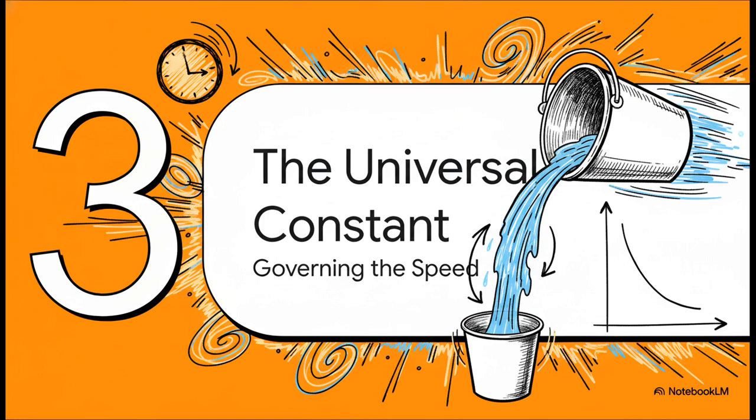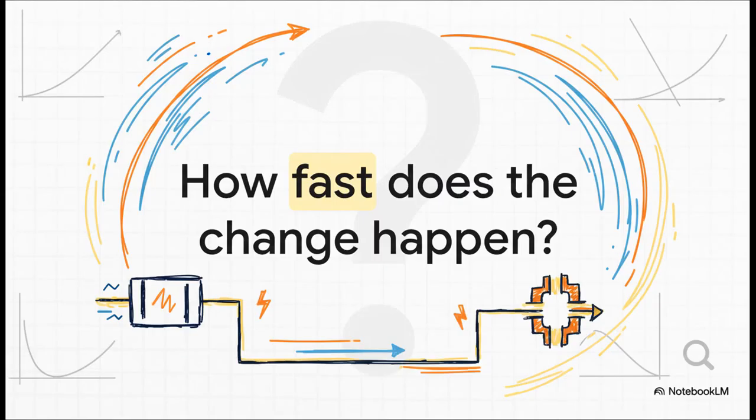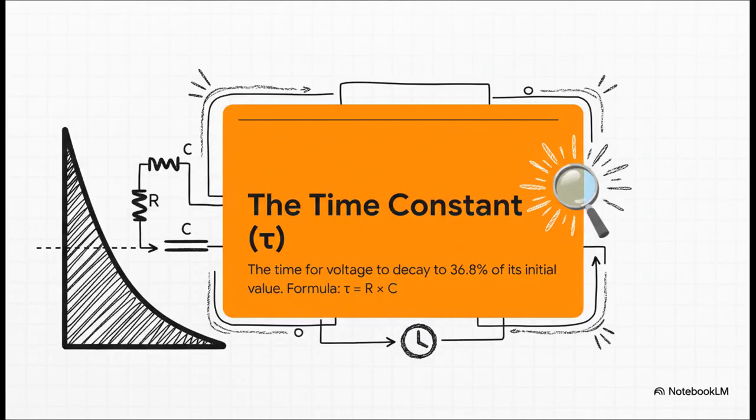Okay, so we get it. The bucket empties. But how fast? Well, it turns out that's governed by this really cool universal rule that basically defines the entire personality of the circuit. And the answer to that question isn't just some random number. No, it's a fundamental property baked right into the circuit's DNA. It's called the time constant, and we represent it with the Greek letter tau.